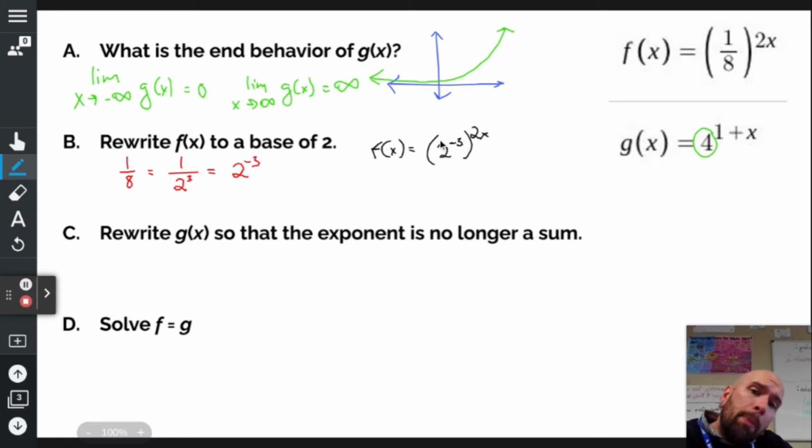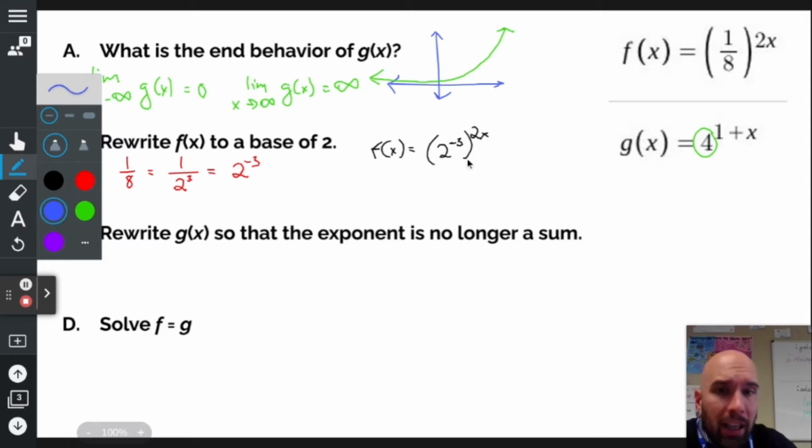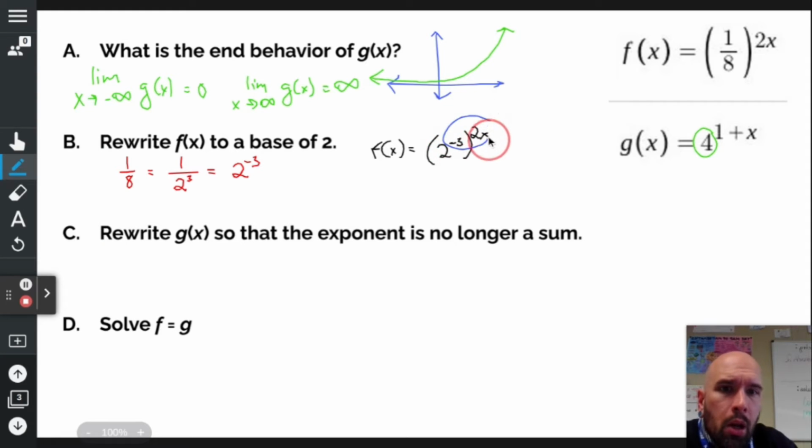Now, when I have a parentheses with an exponent taken to a power, you multiply the exponents. Remember algebra 1? So I'm going to multiply these two, and that gives me a final result of f of x equals 2 to the negative 6x. And there you have it.